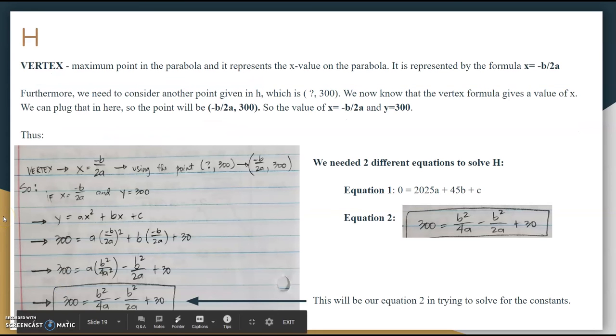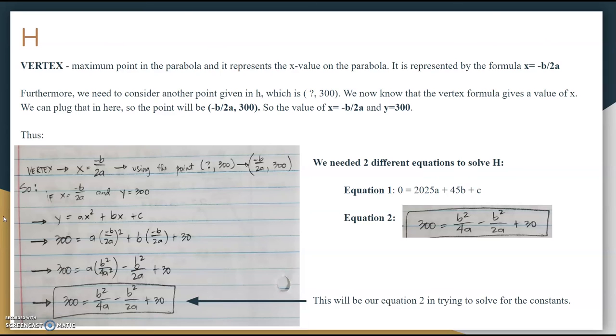Now, a recap. The vertex is the maximum point in the parabola, and it represents the x value on the parabola. The vertex is also represented by the formula x equals negative b over 2a. Furthermore, we need to consider another point given in part h, which is (?, 300). The formula for the vertex gives us the value of x, so we can just replace the question mark with it. So we have x equals negative b over 2a and y equals 300. As you can see, I wrote it down and then just placed the picture in it.